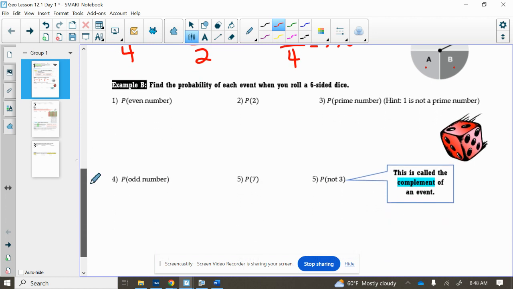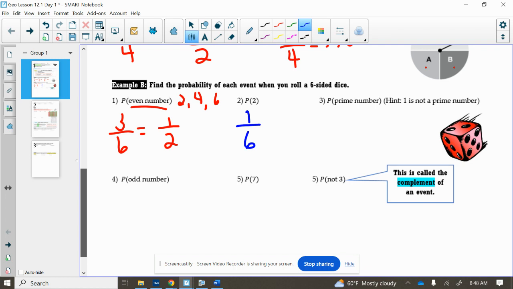Now, in example B, we have a normal 6-sided dice, and we want the probability that we would roll each of these outcomes. So on our dice, we have 1, 2, 3, 4, 5, and 6. So an even number would be when we have 2, 4, or 6, aka 3 out of our 6 possible outcomes. We always like to reduce our fractions if possible, so that would be 1/2. The probability that we then roll a 2 is just 1 out of the 6 occurrences.